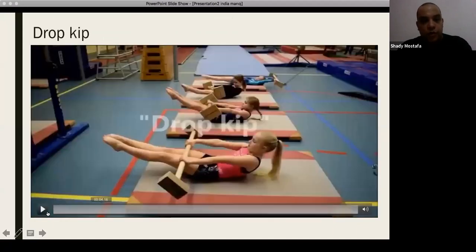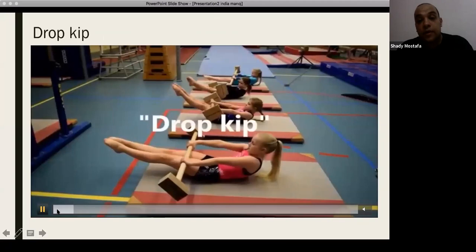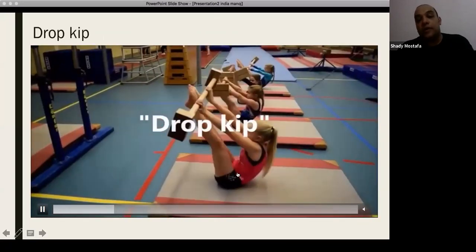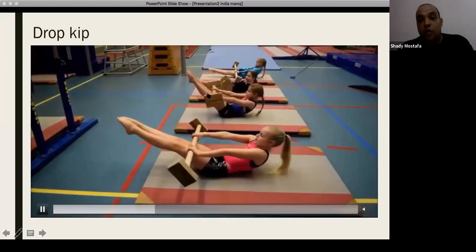Now, we'll do a drop kip drill. That's now starting to give the girls the idea of doing the actual kip. You see, we like to call this putting the pants on. It's like the action of putting the pants on with bars.